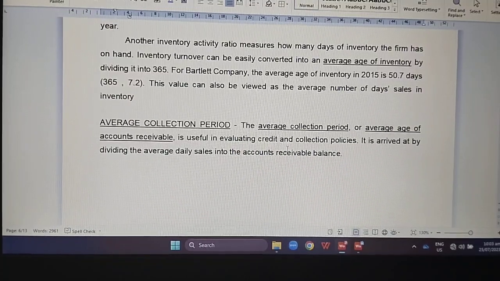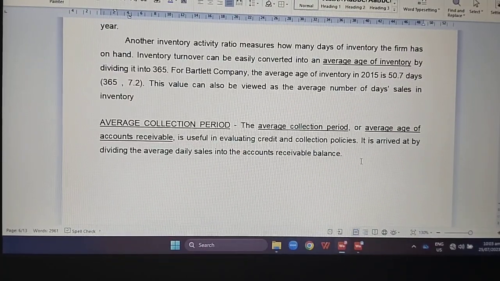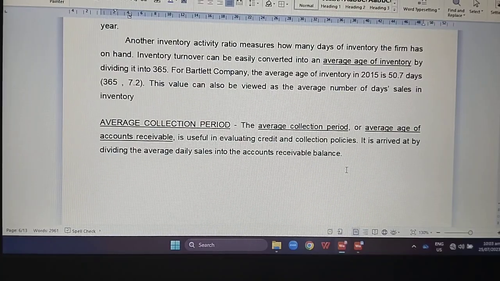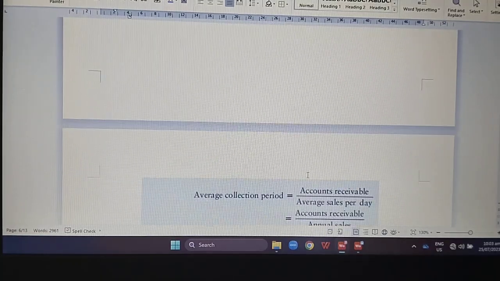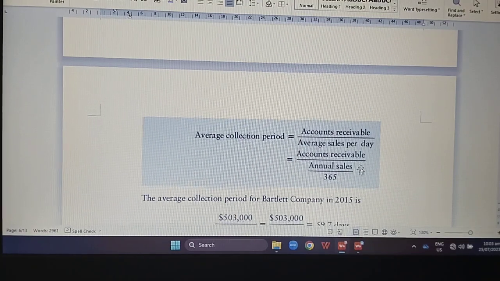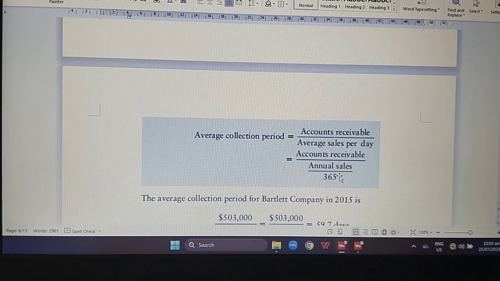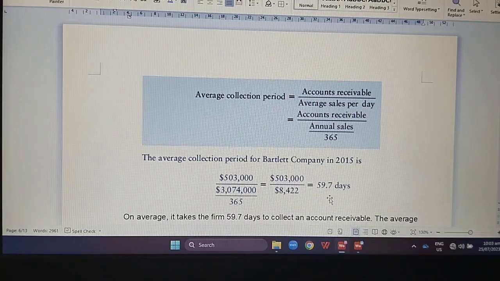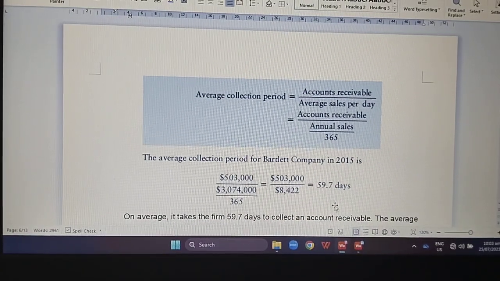Average collection period. The average collection period or the average age of accounts receivable. This one is useful in evaluating credit and collection policy. So, it is arrived at by dividing the average daily sales into the accounts receivable balance. So, tulad nito. Ayan. So, average collection period, accounts receivable over average sales per day. Para makuha yun, ang average sales per day is annual sales over 365. So, dito, it's 59.7.